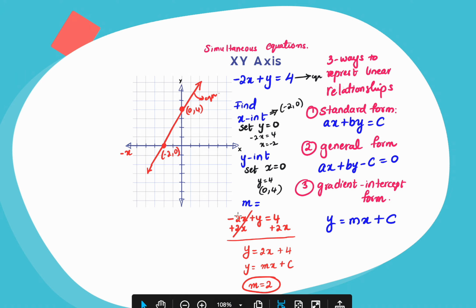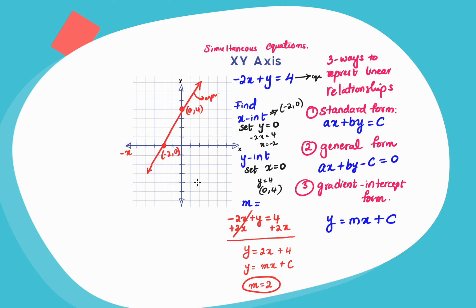Now I have done an extra piece, if they ask you to find the gradient as well. Negative 2x plus y equals 4. Add positive 2x on both sides, so they get rid of this. Then you have y equals 2x plus 4. This can be easily compared with y equals mx plus c. In the spot of m, you have 2. Therefore, your gradient is 2. So this is a quick analysis of a linear equation. Thank you guys. Thanks for watching.